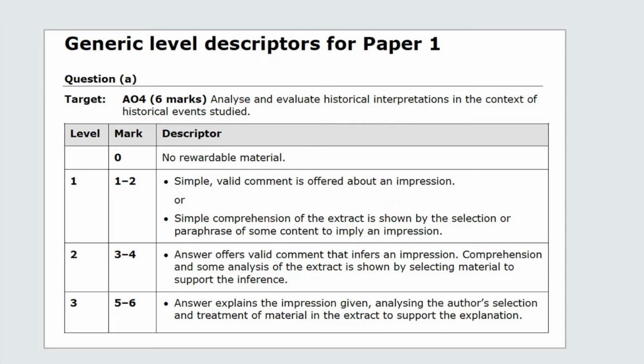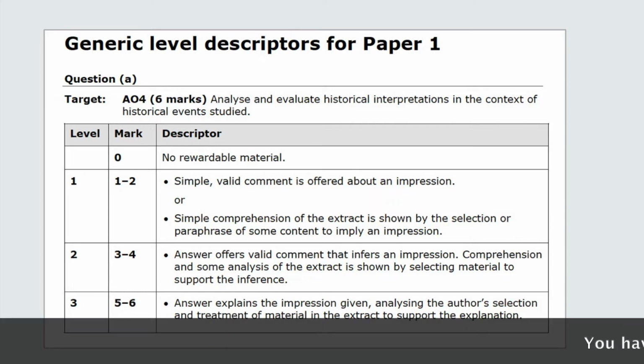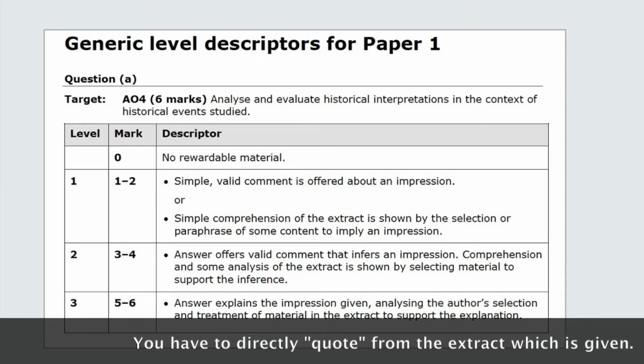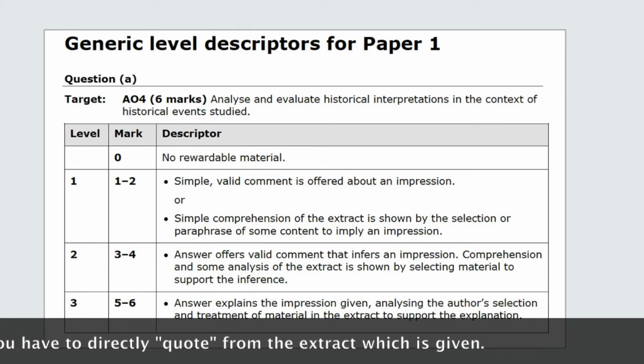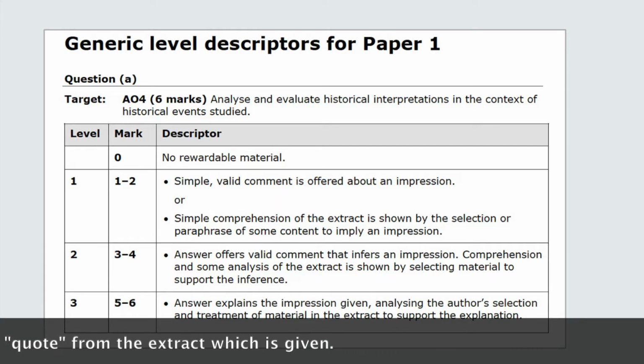So if we look at the 5 to 6 range, students are able to answer the impression given, also analyze the author's selection and treatment of the material. This is important because if you want to get a higher mark for level 3, you have to specifically reference the extract which is provided in the exam paper. If you make no reference to the paper extract, then you'll be falling into the level 1 level for this particular question.